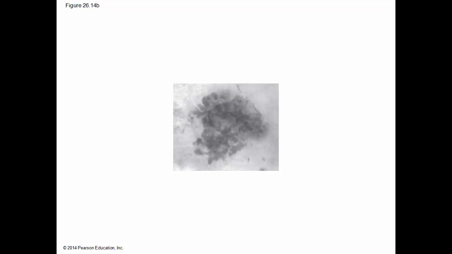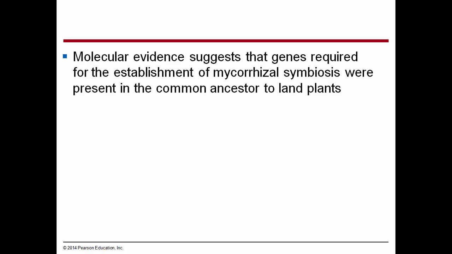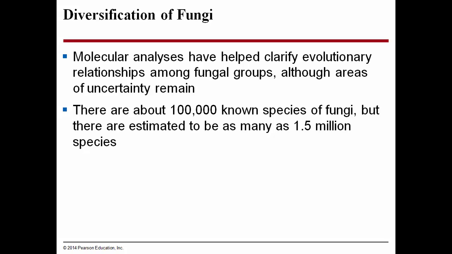Okay, now we'll have a little bit about fungal diversity. Molecular evidence suggests that genes required for the establishment of mycorrhizal symbiosis were present in the common ancestor of land plants. Molecular analyses have helped clarify evolutionary relationships among fungal groups, although areas of uncertainty remain. There are about 100,000 known species of fungi, but there are estimated to be as many as 1.5 million species. The phylogeny of fungi is currently the subject of much research. Most mycologists recognize five major groups, but some are probably paraphyletic.